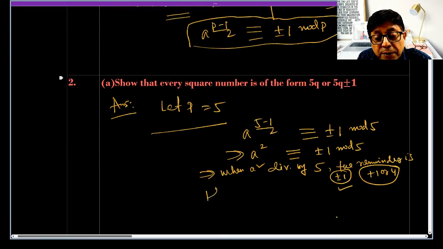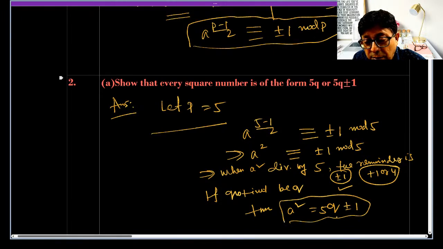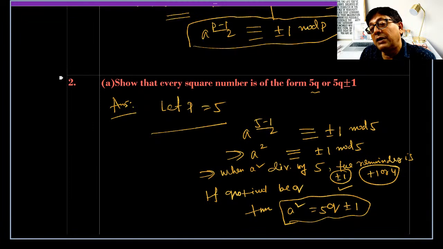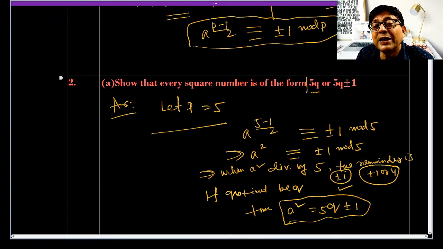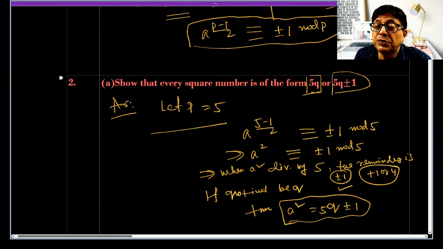Now if the quotient is q, then we can write a squared equal to 5q plus 1 or minus 1. Isn't it? Then why is it given this form? Because you don't know whether the number is a multiple of 5 or not. Then automatically 5q will be there. So this we have proved, and this one is already true.